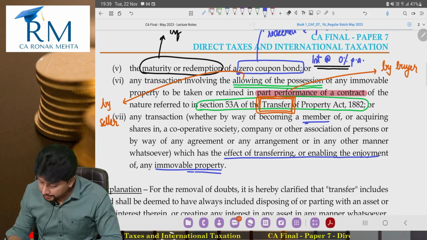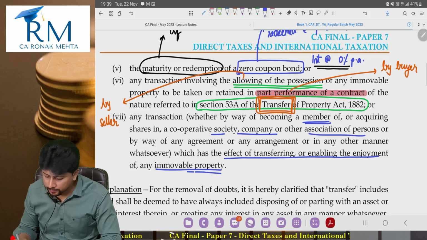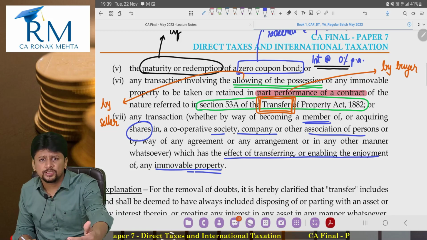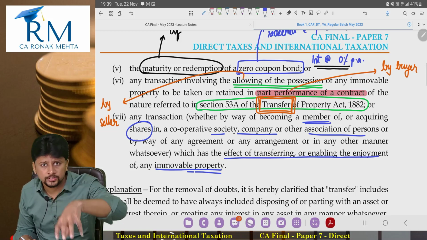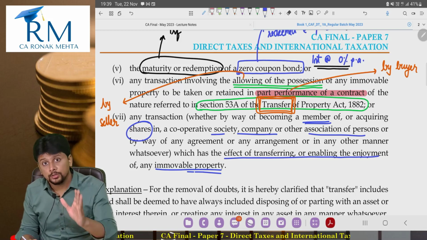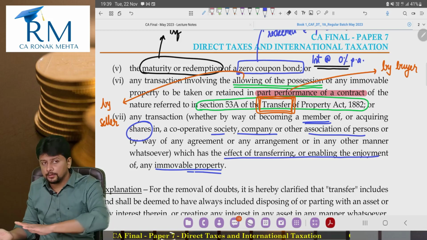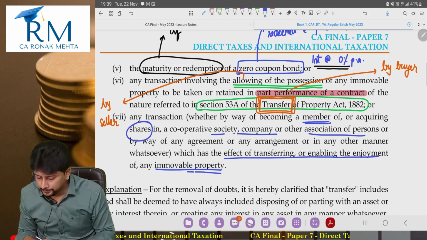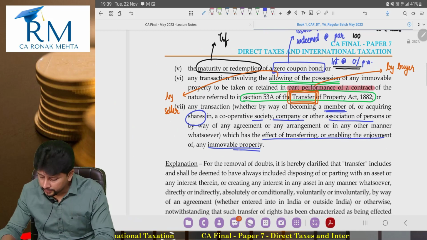When you become a member in a cooperative society, in a company or any other AOP, because you are acquiring shares. So when you purchase a flat or a shop in a society, you also get shares along with it. So you become a member. Now you become a member because you purchased it. Now the one who sold it, for him it is regarded as a transfer. So this is your definition of transfer.